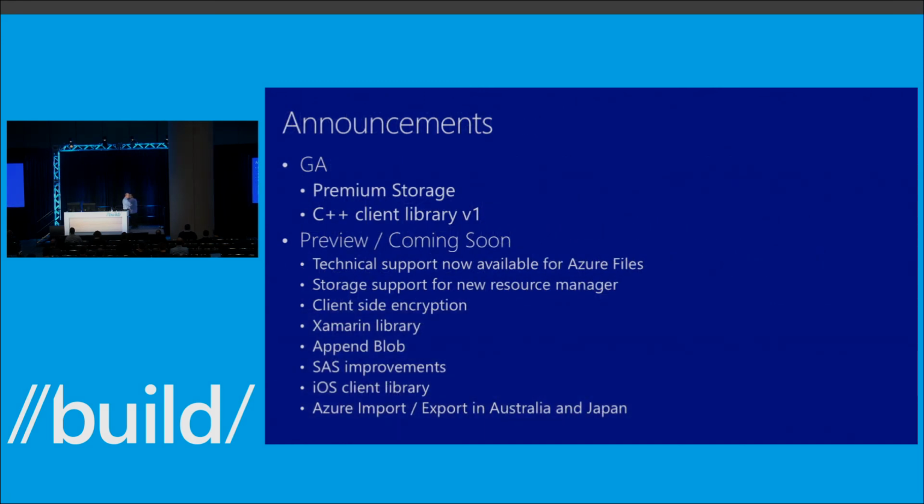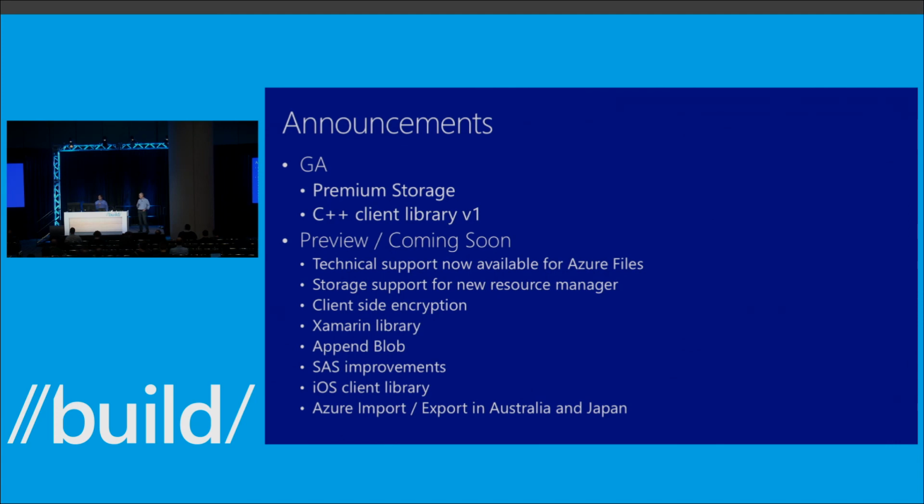And we've got 2 last topics. We'll talk about announcements and resources. Try to go quickly here. So just a quick summary of announcements. GA announcements, Premium Storage GA'd last week. Our C++ client library is GA'd as well now, so if you're using native code, go for it.